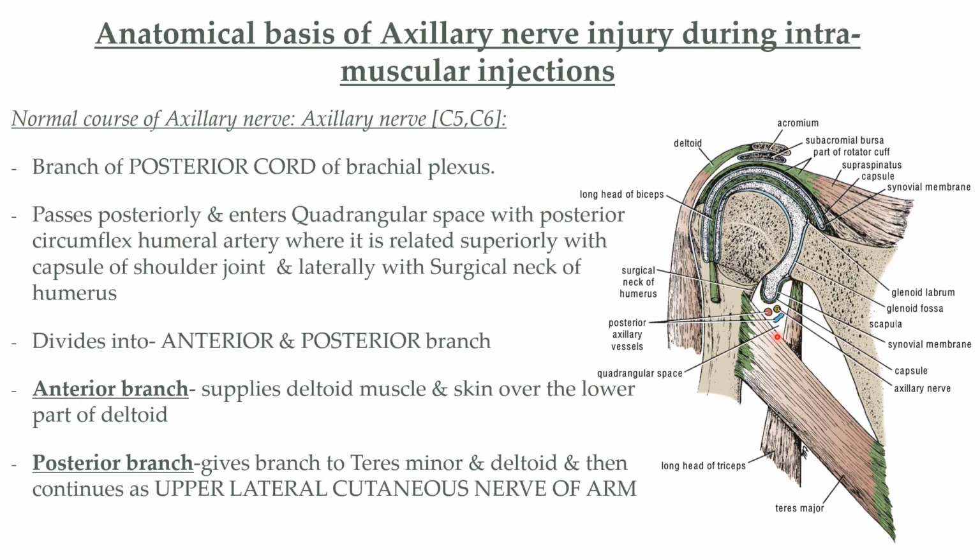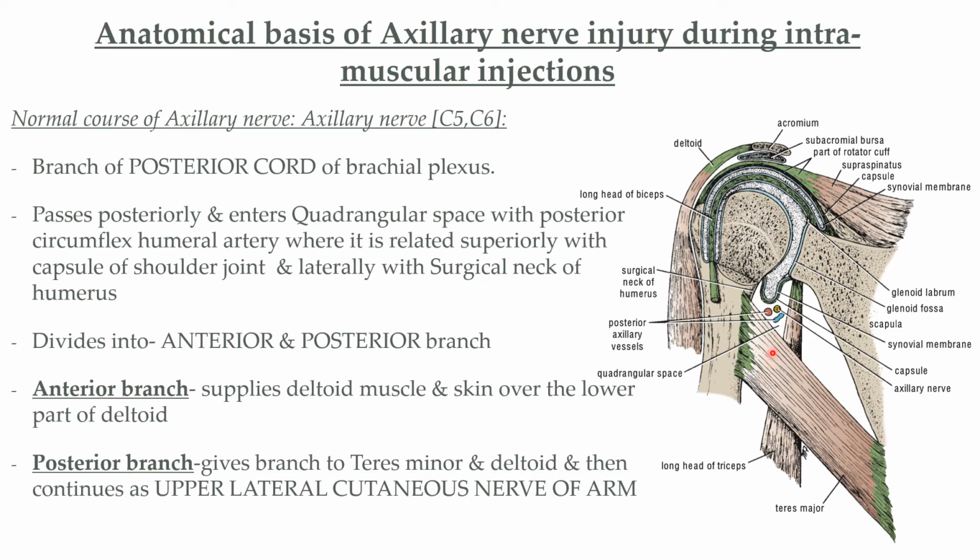and posterior division. We know that anterior division is responsible to provide motor nerve supply to the anterior fibers of the deltoid and cutaneous supply to the overlying skin. And posterior branch, it is responsible to provide motor nerve supply to the teres minor, where it forms the pseudoganglion, and remaining fibers of the deltoid are innervated by the posterior branch. And after giving these all branches, the posterior branch, or the posterior division of the axillary nerve, continues superficially and becomes upper lateral cutaneous nerve of the arm.